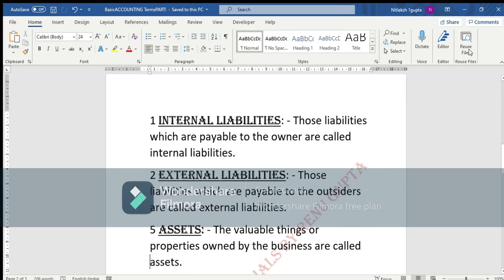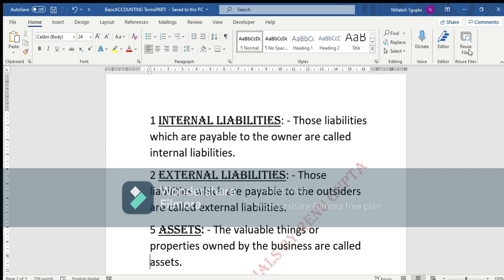Internal liabilities, in simple words, are those liabilities which are payable to the owner. It means the business is liable to pay something to the owner. For example, capital. If the business has to pay the owner the amount of money which the owner has invested in the business, that is known as capital. So it is known as the internal liabilities of the business.